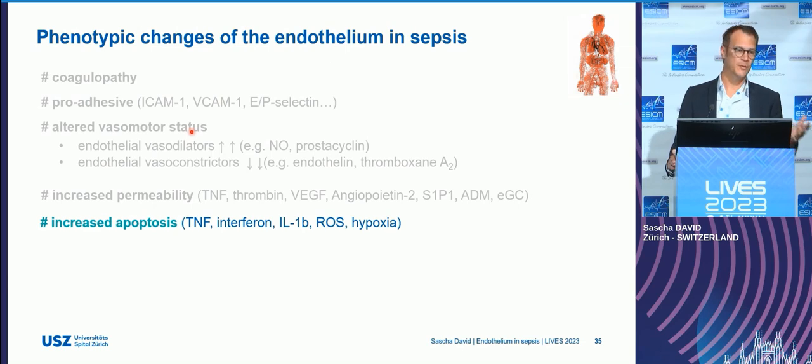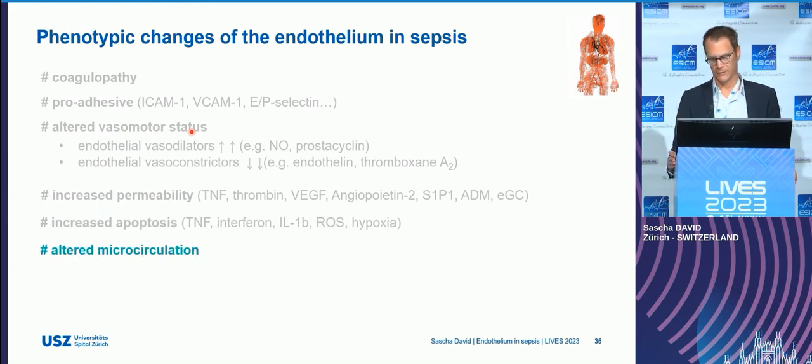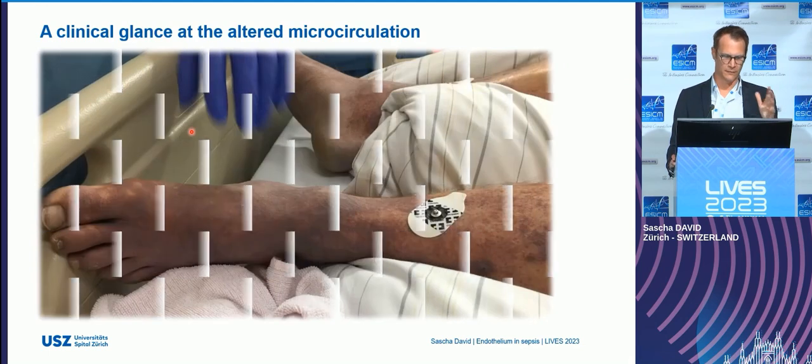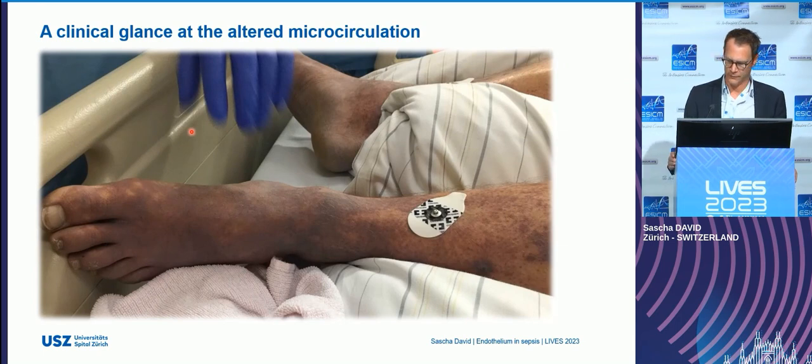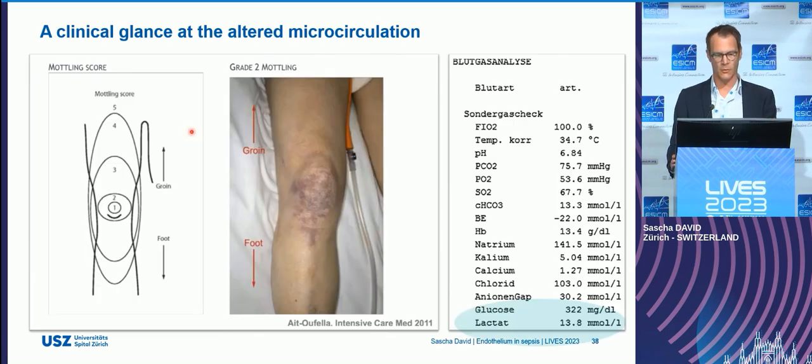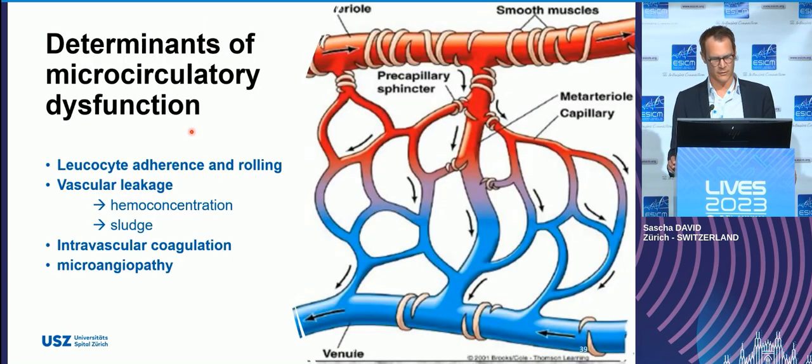So there's also increased apoptosis, so these cells everywhere in our body die in higher numbers, and there's altered microcirculation. I want to go into this a little bit more. We know the clinical phenotype. You have all seen these patients all the time, and you know that these are the guys you have to take particular care of. But we don't have really good measures for the microcirculation. We do the mottling score. We can look at the lactate, all surrogates, but it's really a little bit hard to tackle the microcirculation.